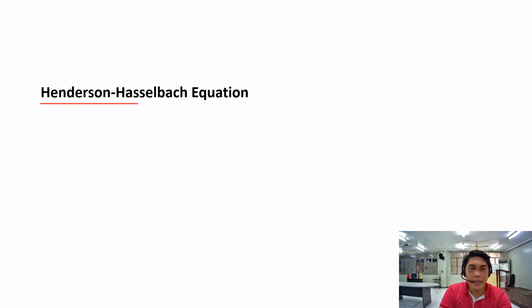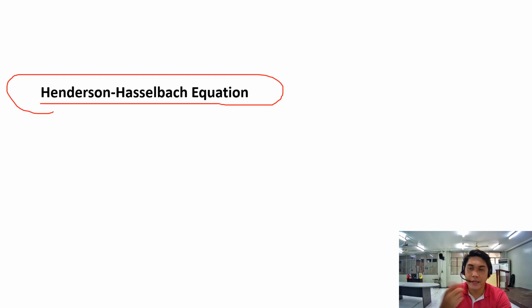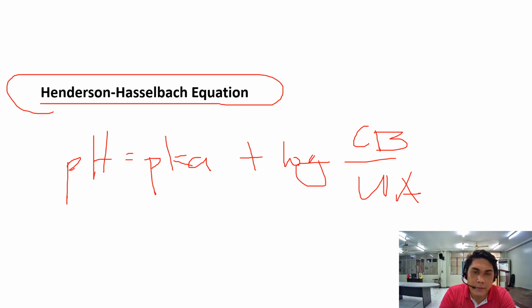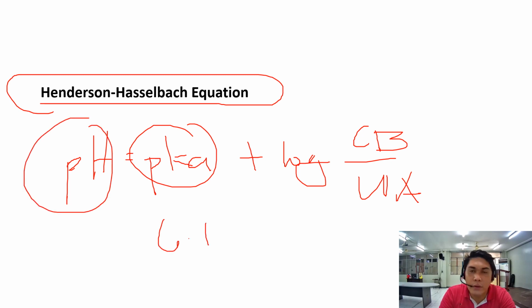Now, next is regarding the Henderson-Hasselbalch equation. So, for the Henderson-Hasselbalch equation, pH is equal to pKa, or the dissociation constant, plus log of the conjugate base over weak acid. Okay? So, the pKa for your carbonic acid is 6.1. So, this is how you compute the pH.